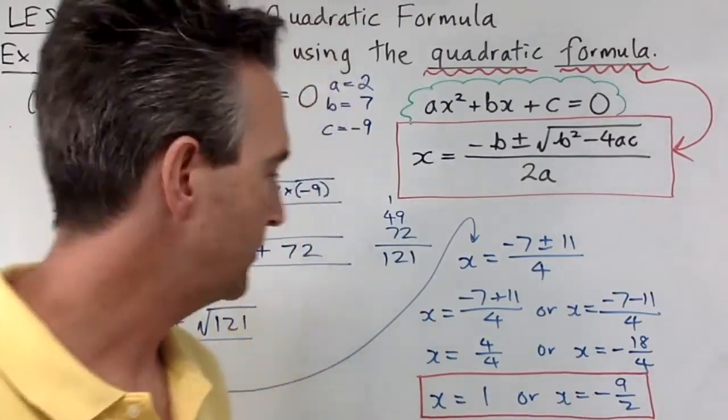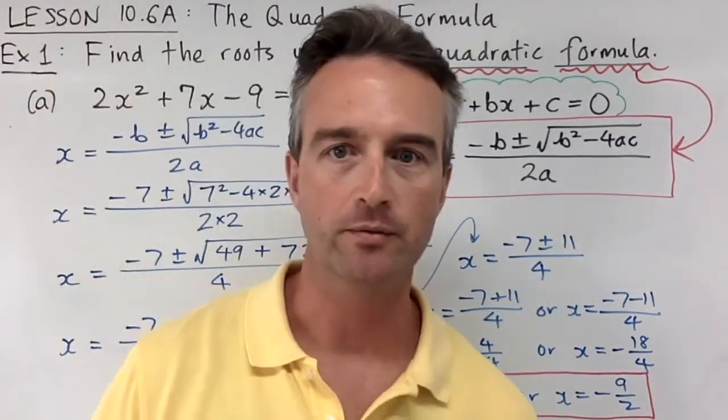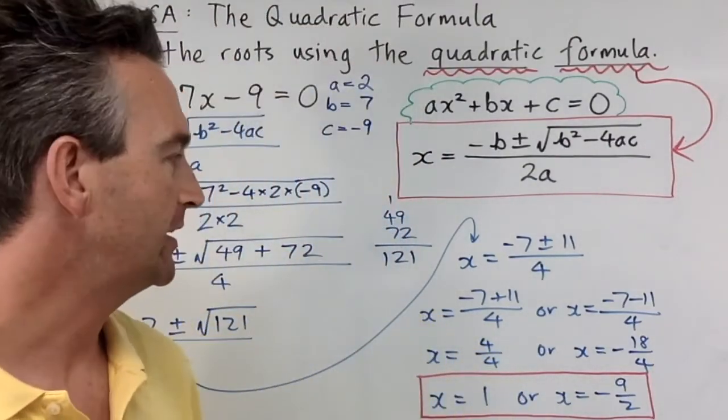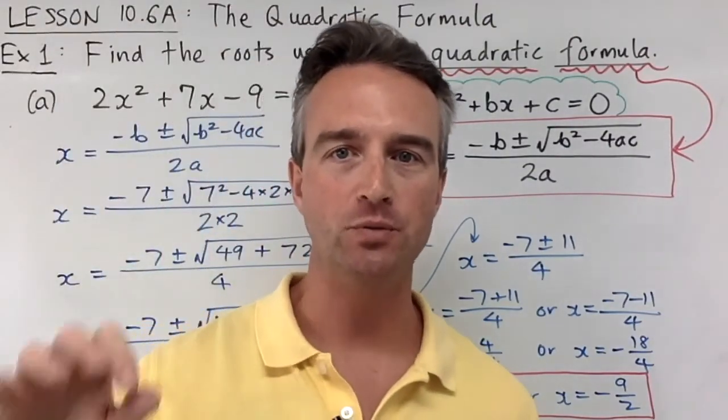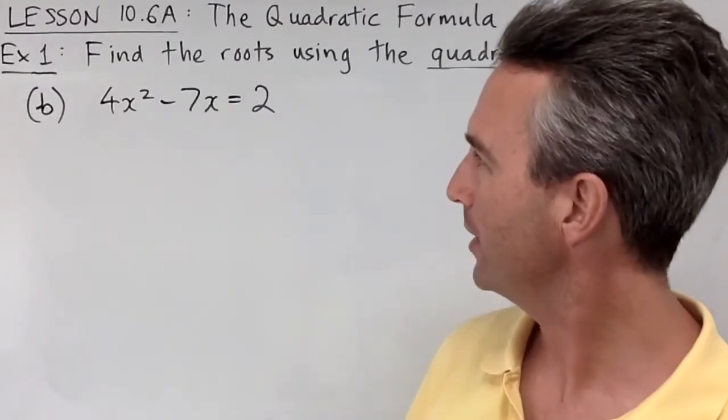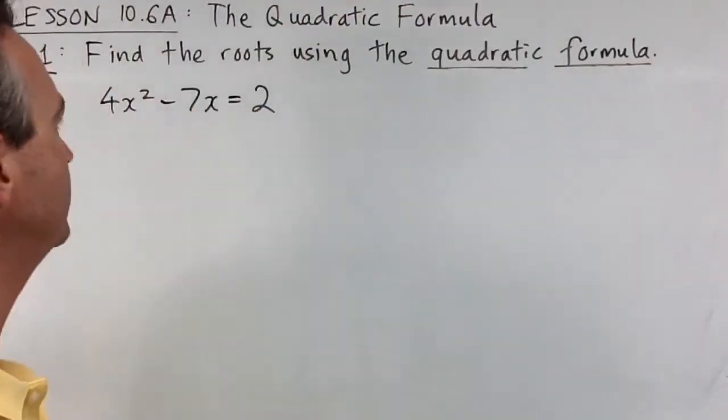Okay, so that is pretty crazy, right? 1 or negative 9 over 2. That is the quadratic formula. So you've got to memorize that and be able to apply it. 4x squared minus 7x equals 2. We're going to solve this one now.